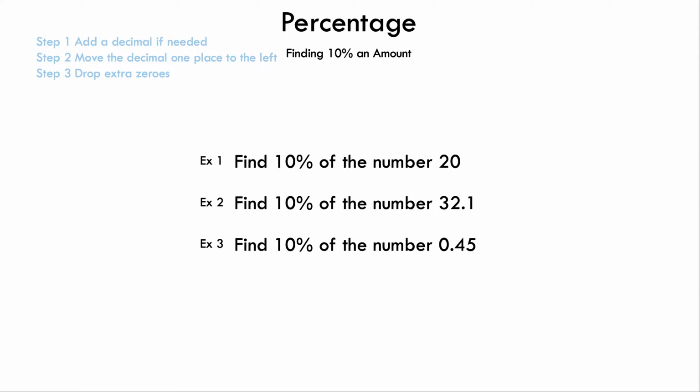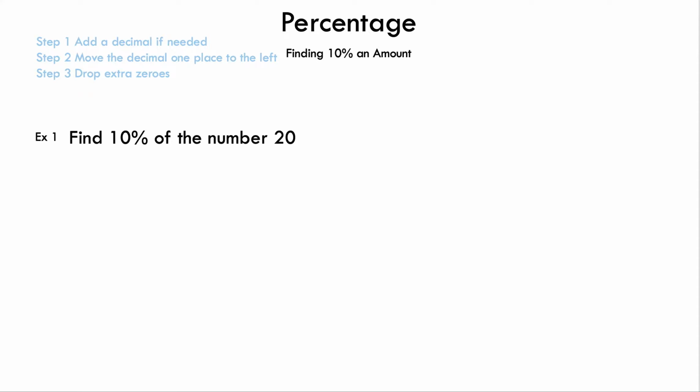Now here are the examples we're going to be discussing in today's video. Let's take a closer look at example 1. Now let's read the steps. Step 1. Add a decimal if needed. Step 2. Move the decimal one place to the left. Step 3. Drop extra zeros.